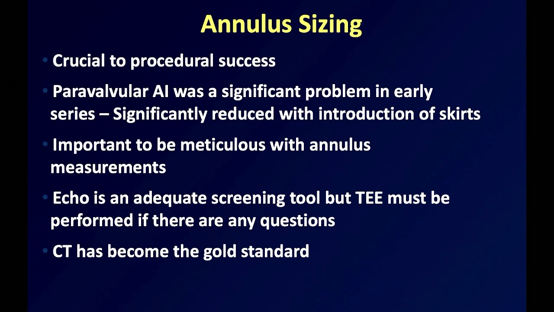The annular sizing is very crucial to procedural success. In the beginning, when we started, I started TAVR in 2009, or first 2010 January or something. So it was very difficult to size the annulus. We used to depend upon TEE, and CT scans were not a gold standard, and the sizing of the valve was not very good. But now CT scan is a gold standard.